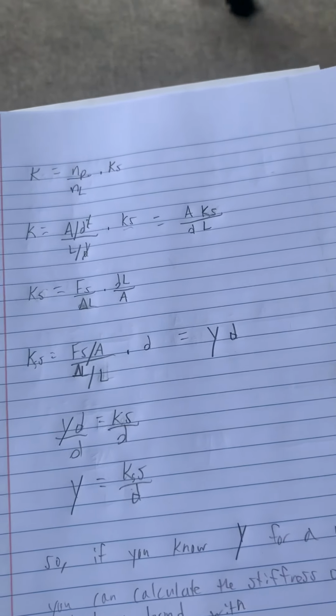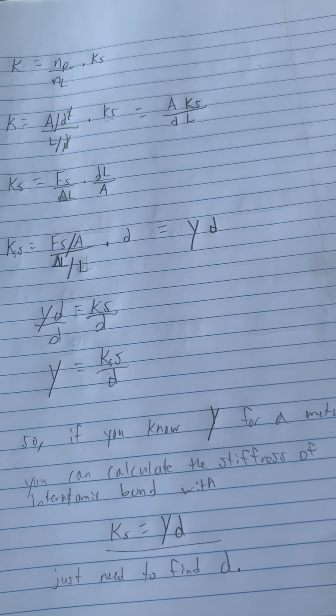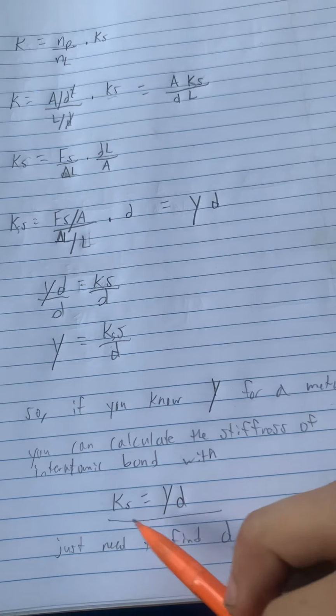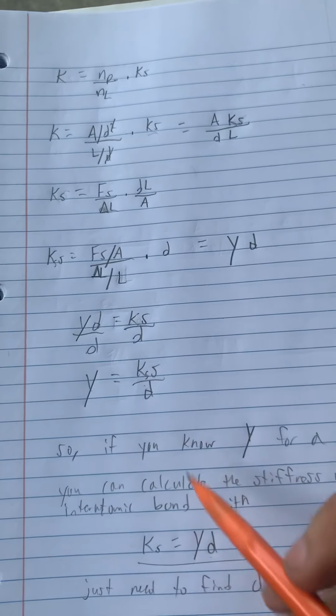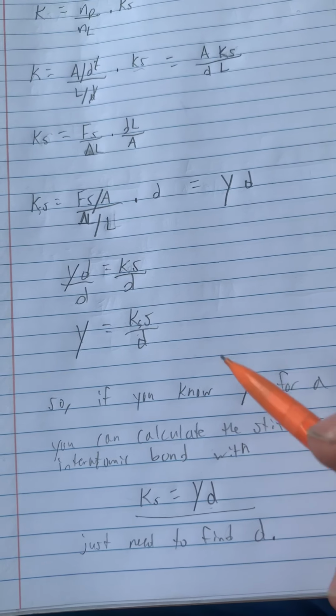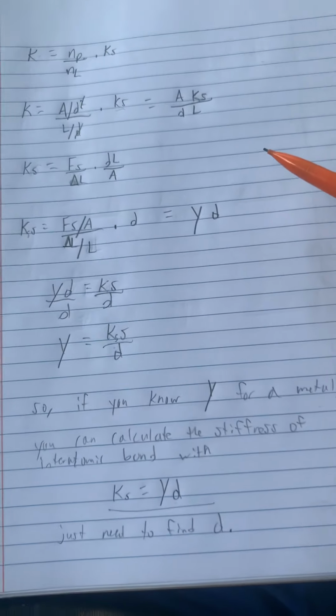So we know that if you know Young's modulus for a metal, you can calculate the stiffness of the interatomic bond with this formula here by just rewriting it in a different form. You just would need to find the distance. So, yeah, pretty cool stuff.